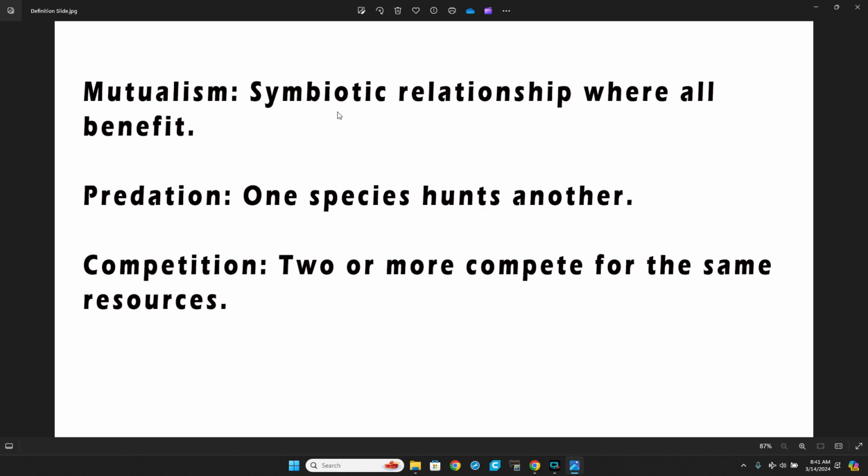Mutualism, it is the symbiotic relationship where all benefit. Remember, symbiotic, they are working together. We talked about Brock and Venom in Spider-Man as to how both benefit from the relationship. So go ahead and write that down. Next, predation, one species hunts another. And then finally, competition, two or more compete for the same resources. Again, I'm going to keep going. If you need, hit pause so you can get these written down.